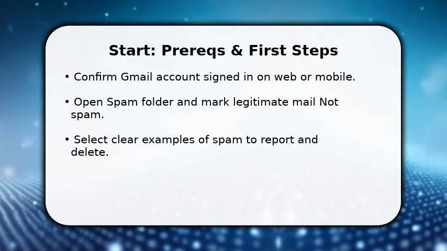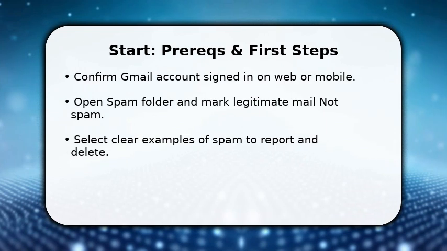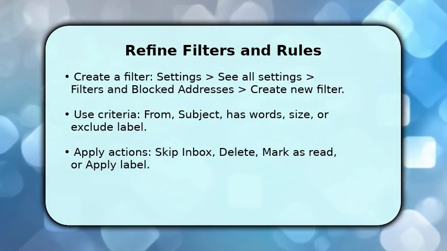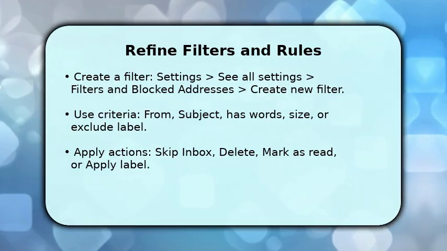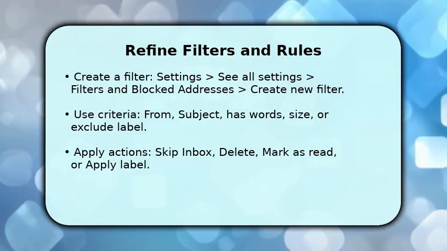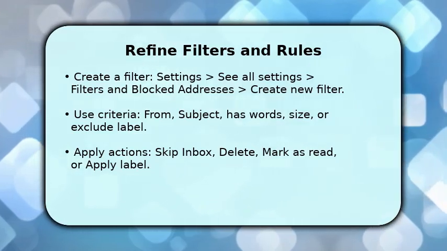Now you refine with precise filters. Go to Settings and create a new filter using from, subject, keywords, or size to catch patterns. Once you test the criteria, choose actions like skip inbox, delete, or apply a label so spam never interrupts you. Make sure to check Also Apply Filter to matching conversations. That retroactively cleans old messages.